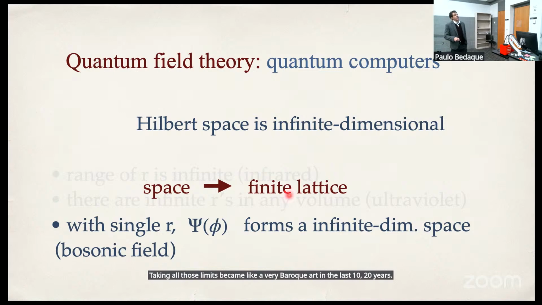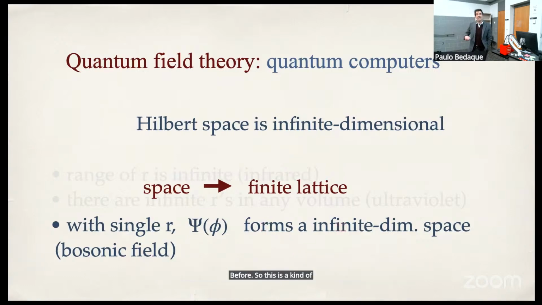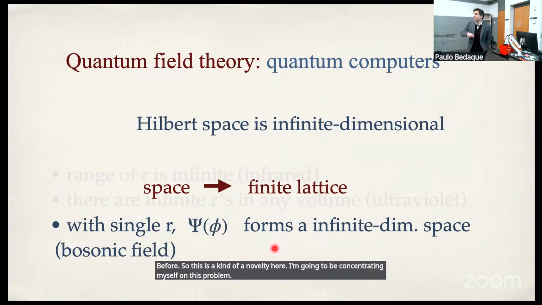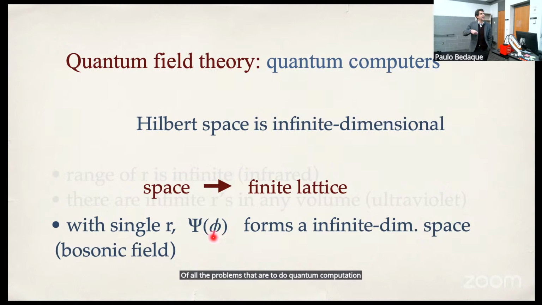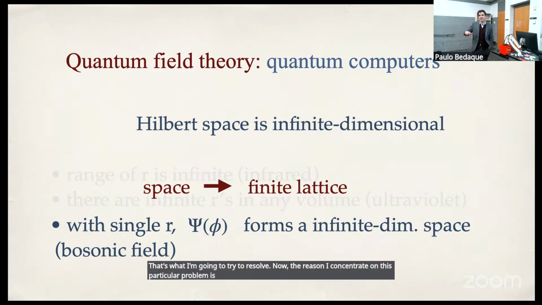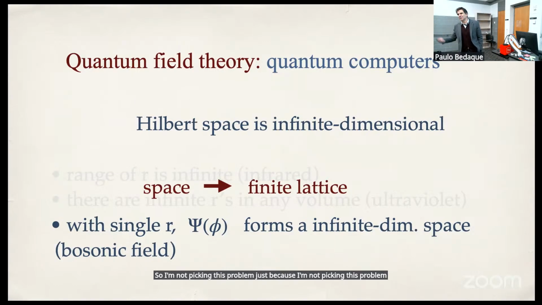The last problem, though, doesn't really have an analog in lattice field theory. You can try to push an analog, but I decided not to. Nobody had to face this before, so this is a novelty here. I'm going to be concentrating on this problem, for all the problems of doing quantum computation for quantum field theory. The reason I concentrate on this particular problem is because I think this threatens any possible quantum advantage you may have in the future. So I'm not picking this problem just because I like it.